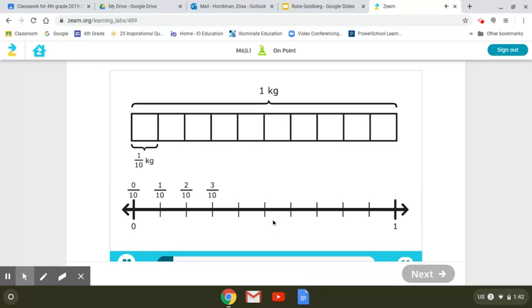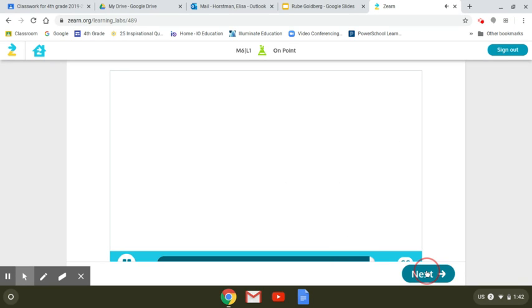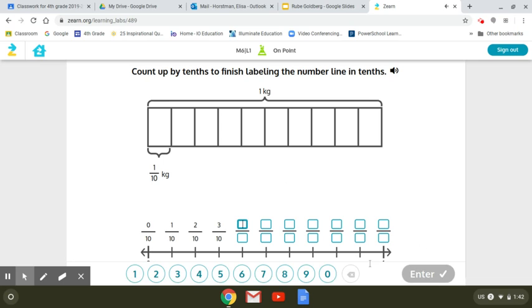Let's see what they say. If 10 hamsters weigh 1 kilogram, then one hamster weighs 1/10 of a kilogram. What else do we know? 2 hamsters weigh 2/10 kilogram. 3 hamsters weigh 3/10 kilogram. We can count by tenths to label the rest of the number line. Exactly. So let's label the rest of the number line.